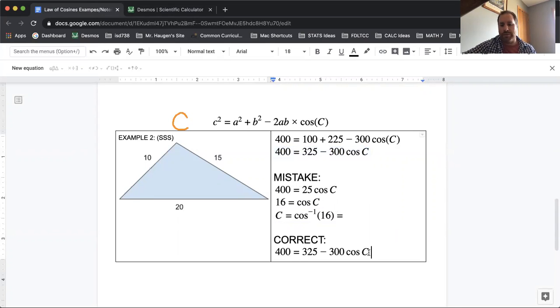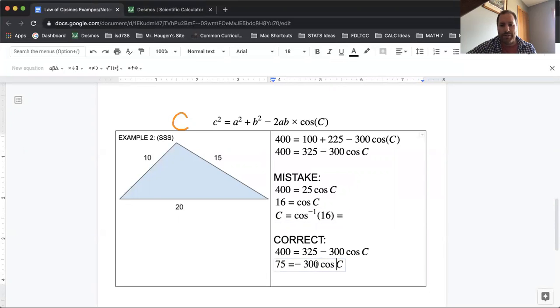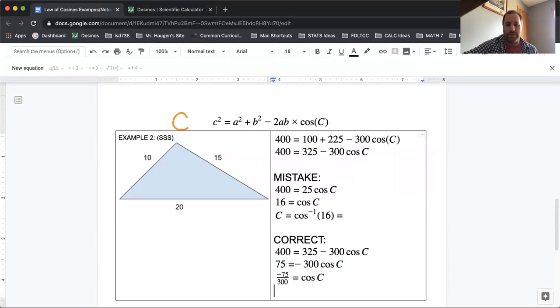So in the correct version of this, we would take this and subtract the 325 away. That would make that 75. And then we would divide by -300. I'm not going to reduce that down, you guys can if you really want to. So we have -75 over 300. It doesn't matter where you put a negative in the fraction. And then we would do the cosine inverse.